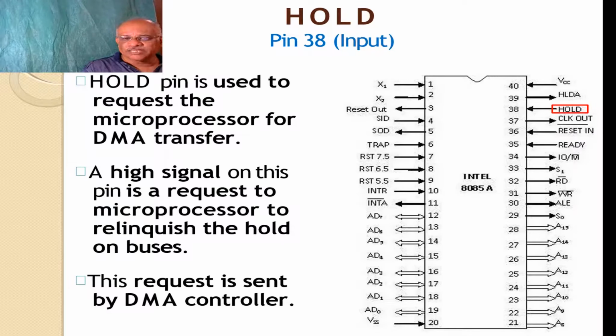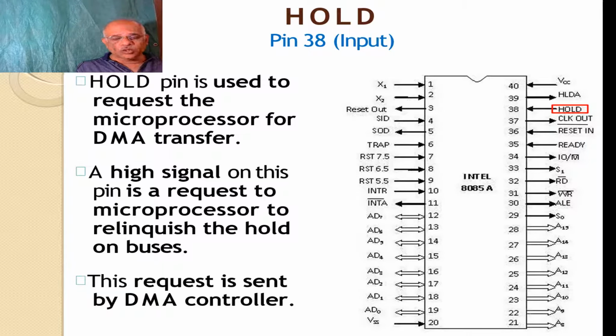A high signal on this pin is a request to the microprocessor to relinquish the hold on the buses. Remember, whenever data is to be transferred between the input device and the memory location, we have to use the data bus as well as the address bus. But whenever a bulk amount of data is to be transferred, these two buses are used by a DMA controller. There is a different IC which will control this transfer of data. So the DMA controller controls the transfer of data.